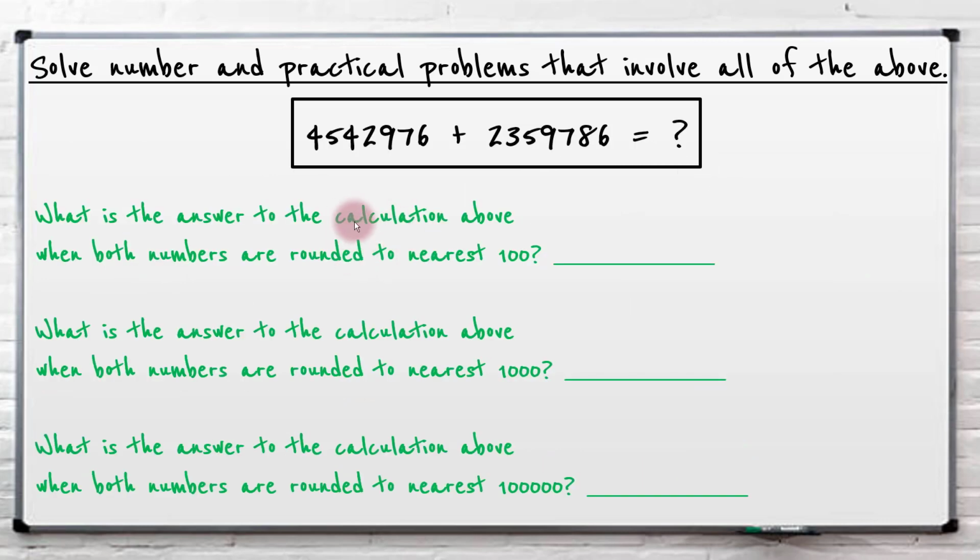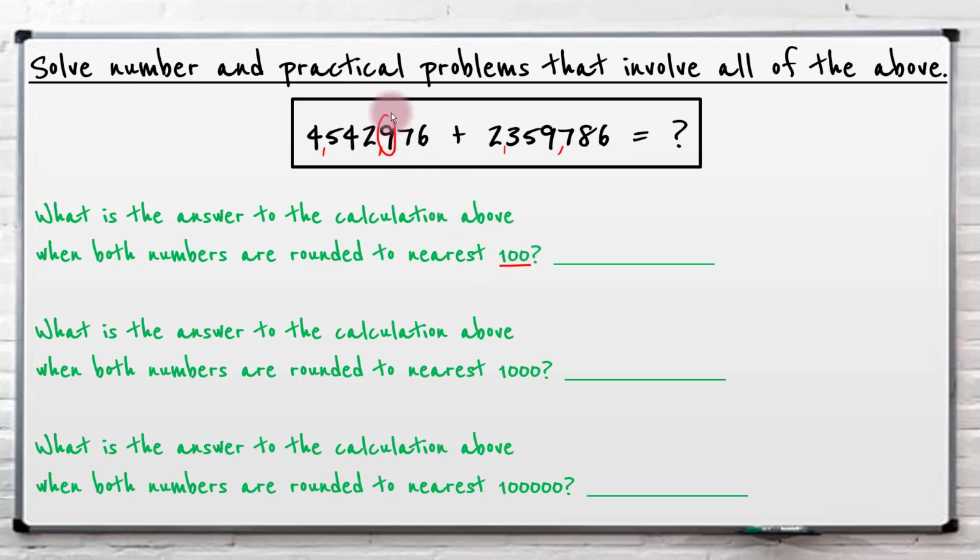Then the last example question, what is the answer to the calculation above when both numbers are rounded to the nearest 100? Well, let's just round both the numbers to the nearest 100, write them out, and then add them together. So what are these numbers? This is 4,542,976. We've got 2,359,786. So let's round them both to the nearest 100 and then add them up.